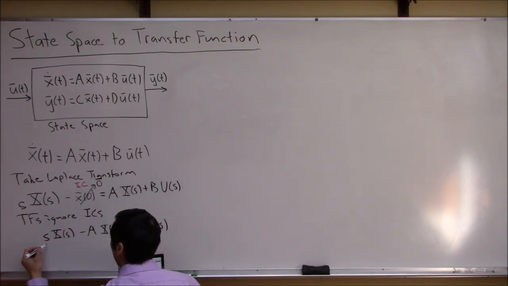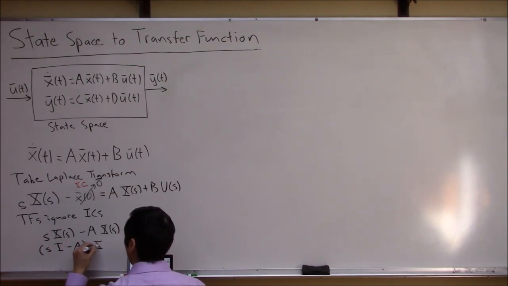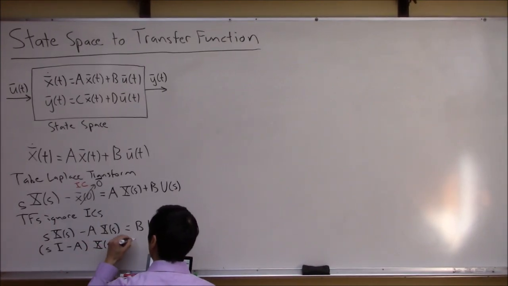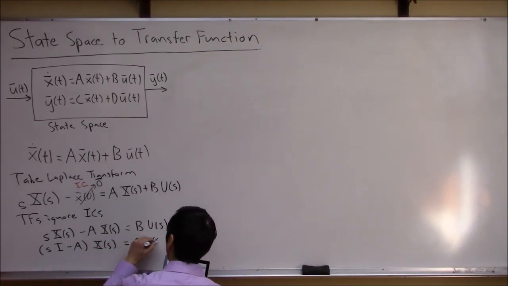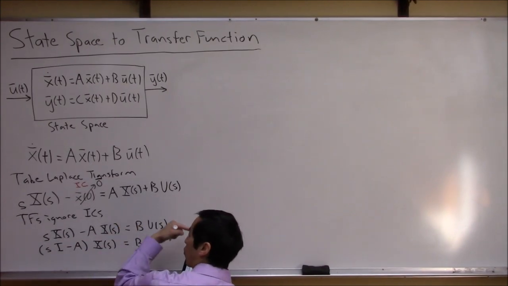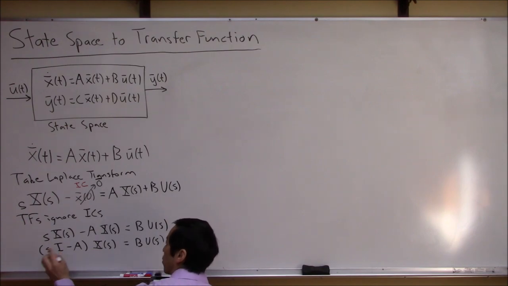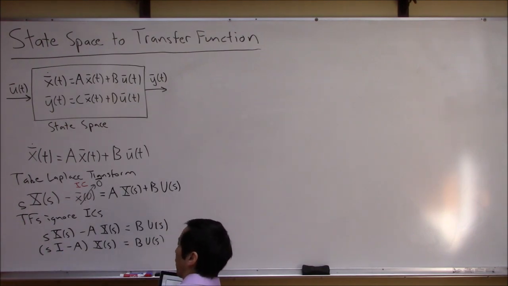So in other words, what I'm going to write is, I think everyone will believe me, hopefully, that this is the same thing: (sI minus A) X(s) is equal to BU(s). Does everyone see what I did here? I just pulled out the X of s on the right-hand side. Therefore, I needed to insert an identity matrix over here. I think if you stare at this long enough, you'll be able to convince yourself that this is correct.